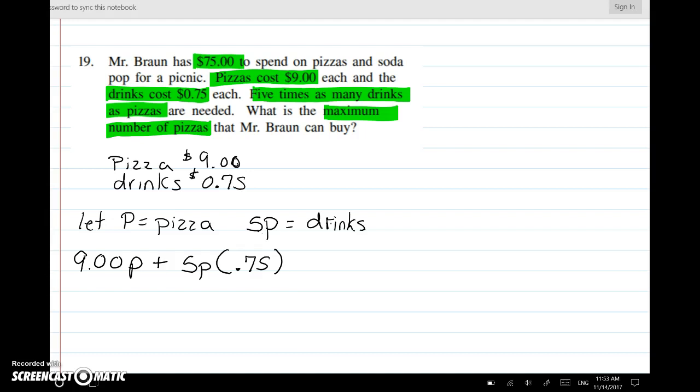Again, the word is maximum, so that's going to be a less than sign. How many pies can he get for $75? We're going to go ahead and solve this. This is $9 times P plus 5P times 0.75, which is 3.75P, is less than $75.